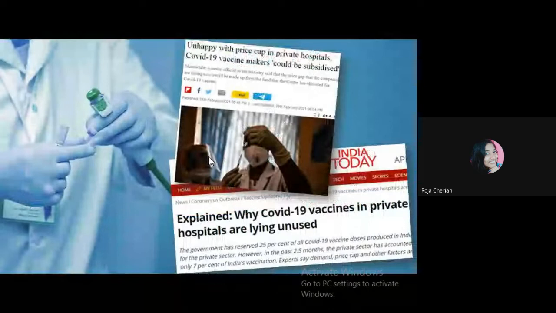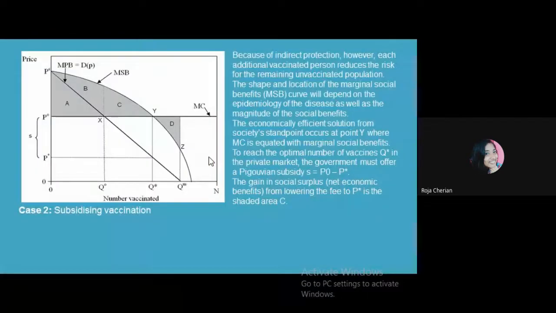Nowadays, we are eagerly waiting in front of various sites to get vaccinated freely, because private hospitals provide vaccines at a higher price than government hospitals. So what will we do about this problem and how do we reduce it? Its answer is shown in the second case, that is subsidizing vaccination. Case 2 is subsidizing vaccination.